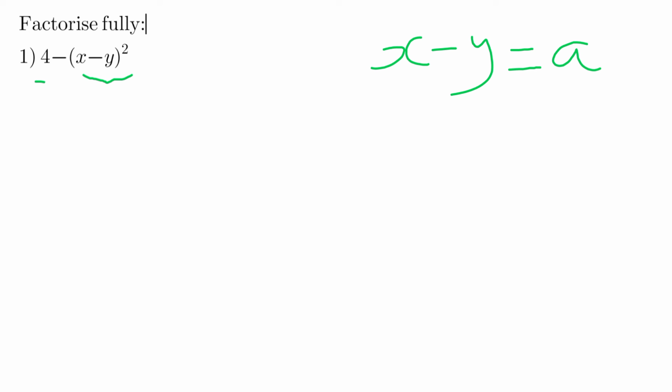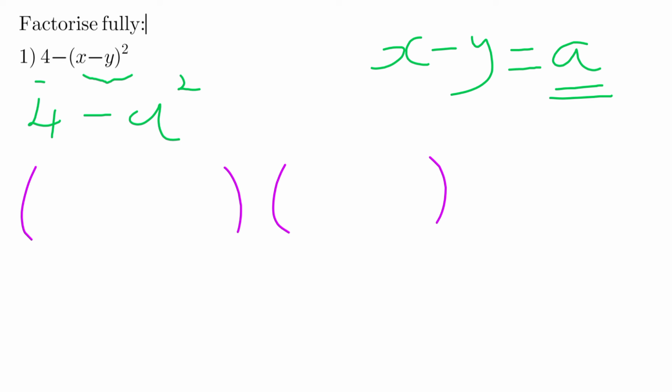So let's rewrite it. We have 4 minus, where we see x minus y, we put a, so we have a to the power of 2. There we go. From here, we know that we're going to have to open up our brackets. We have the first bracket and the second bracket. What are the factors of 4? We know that it's 2 and 2. What are the factors of a squared? The factors of a squared are just a and a. And then what's left is to put the positive sign in one bracket and the negative sign in the other bracket, or vice versa. That's pretty much what you should do.